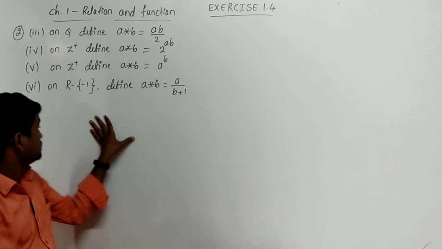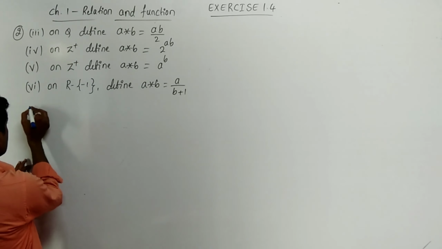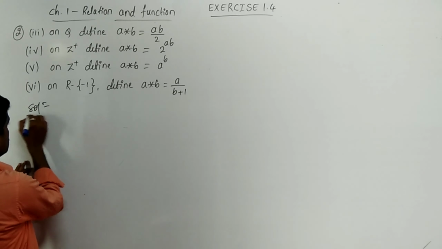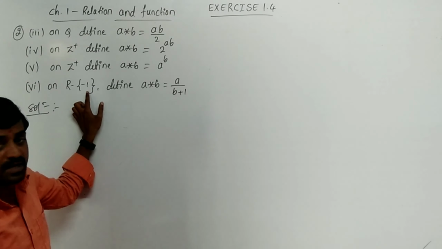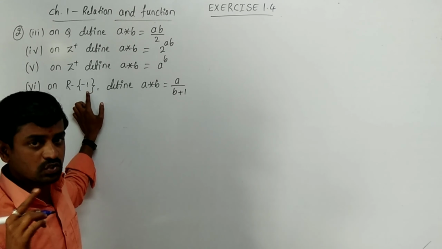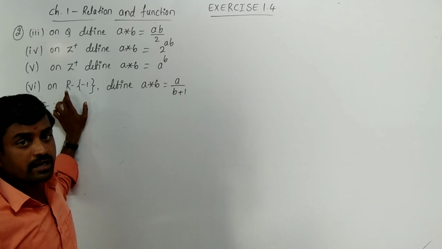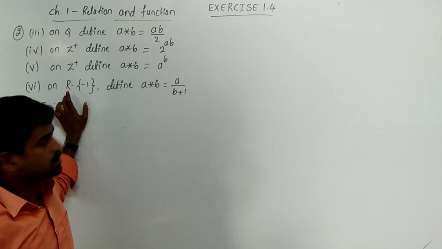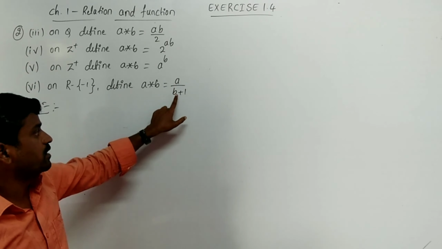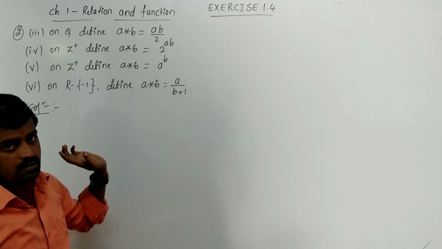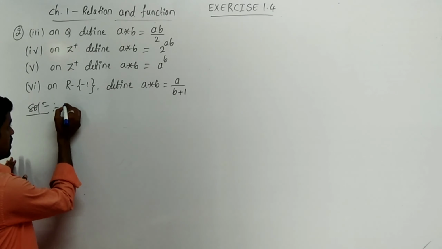Okay, last question, this sixth question. Solution. On real numbers except -1, define a star b equal to a divided by b plus 1, a divided by b plus 1.